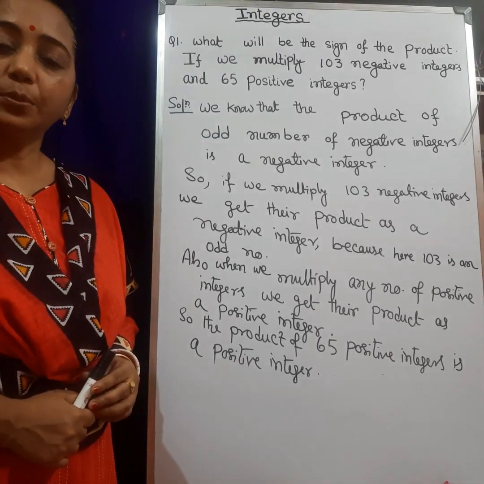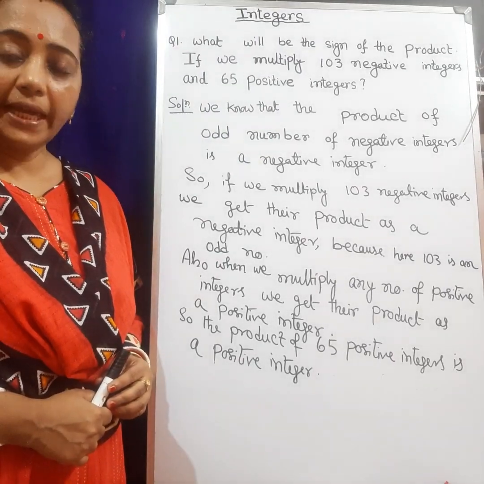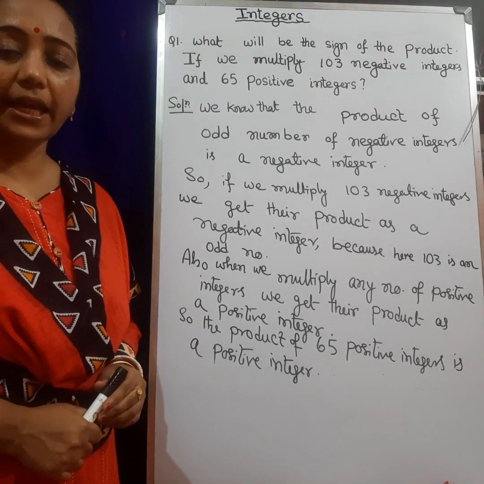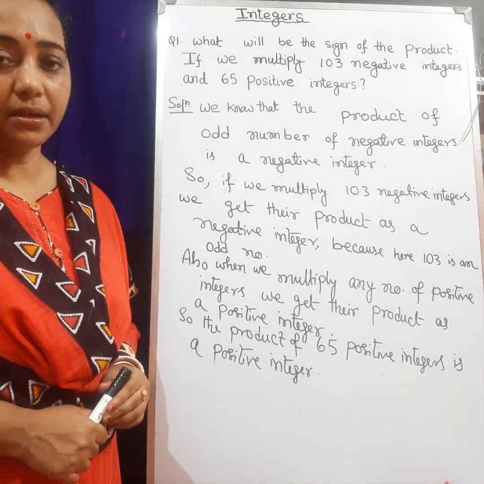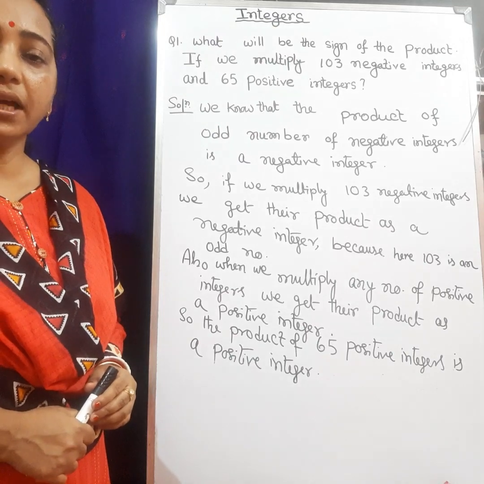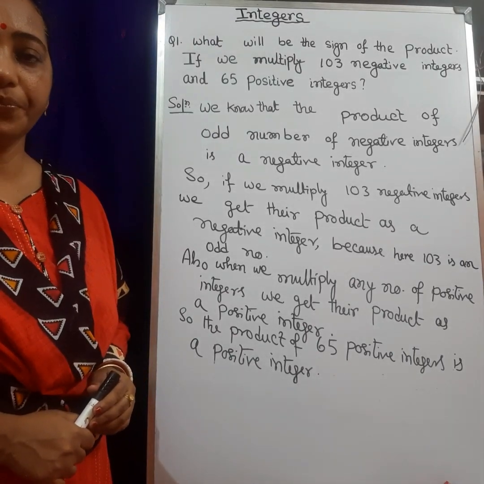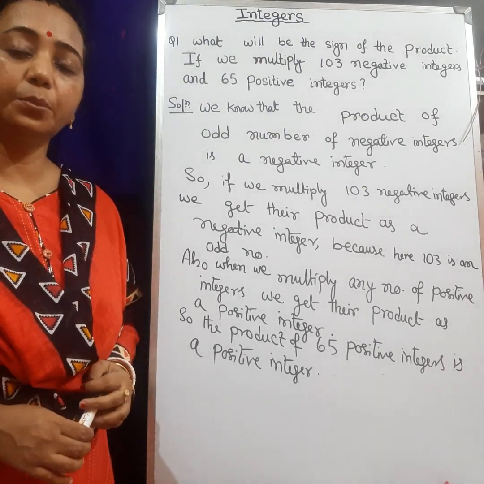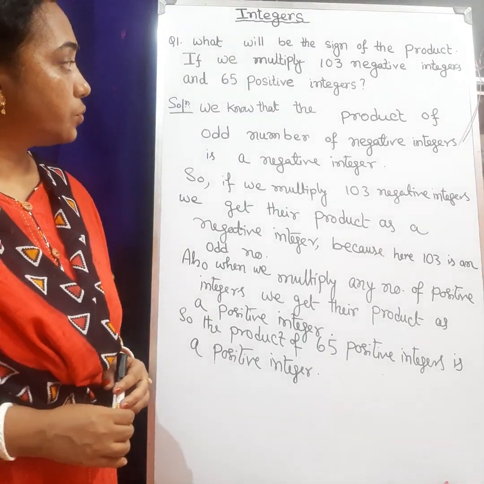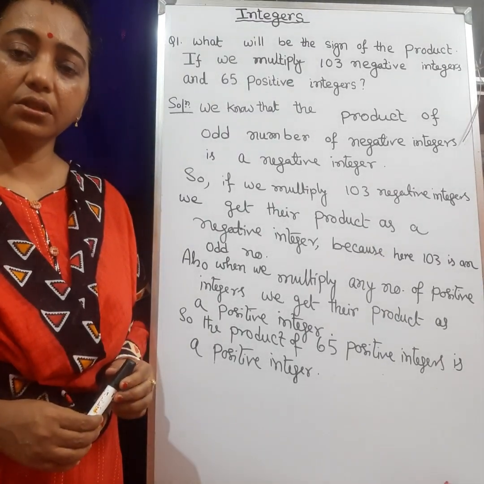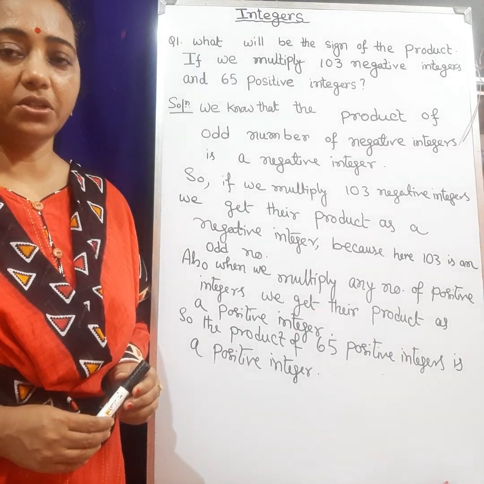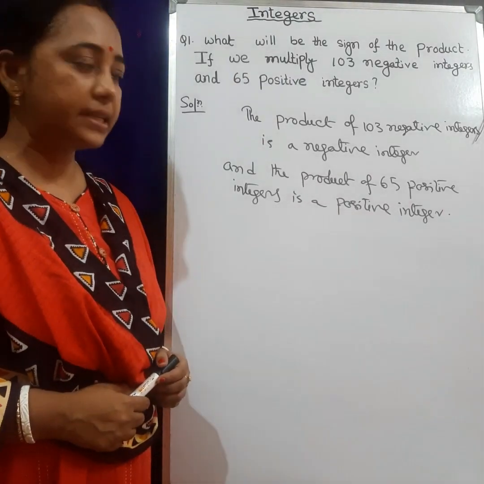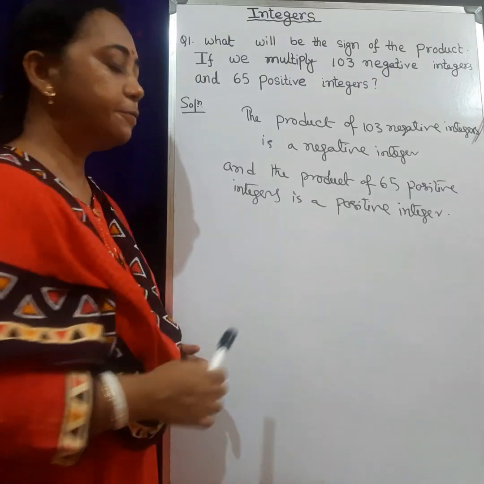We know that the product of an odd number of negative integers is a negative integer. So when we multiply 103 negative integers, we get their product as a negative integer because 103 is an odd number. Also, when we multiply any number of positive integers, we get their product as a positive integer. So when we multiply 65 positive integers, we get their product as a positive integer.